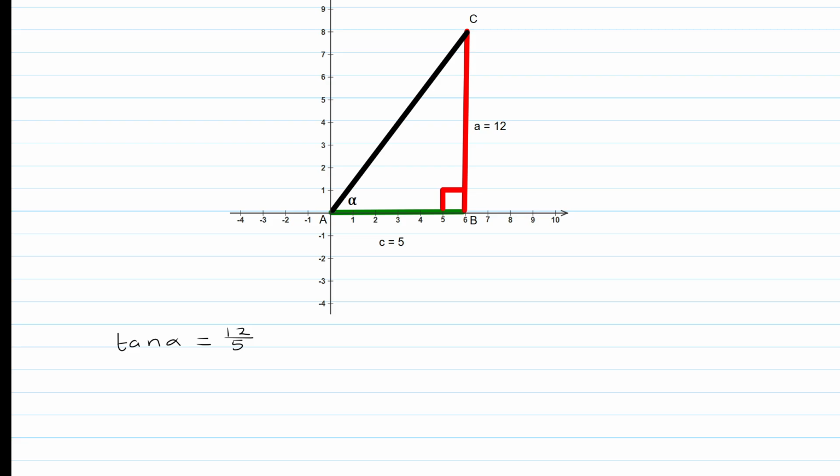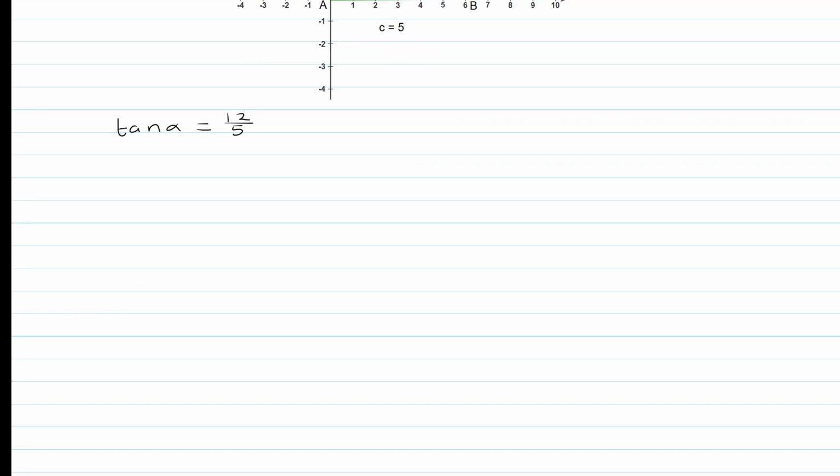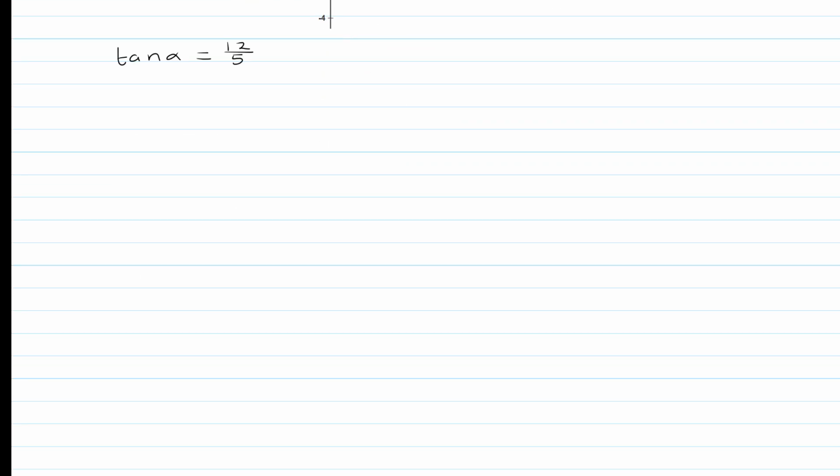Here we have a triangle that shows us that the opposite side is 12 and the adjacent side is 5, which corresponds to tan alpha is equal to 12 divided by 5. Now we need to move closer to solving this equation also. We can apply the arctan on tan alpha on both sides, and then we can get alpha.